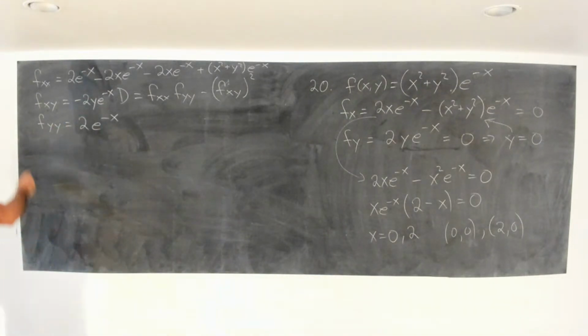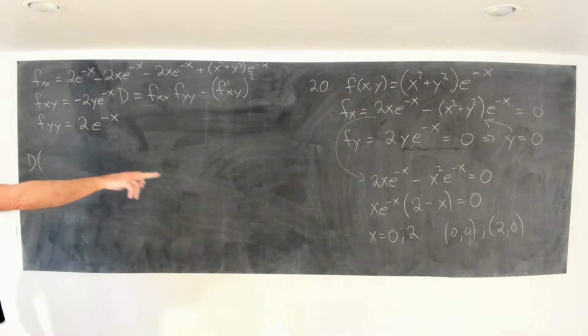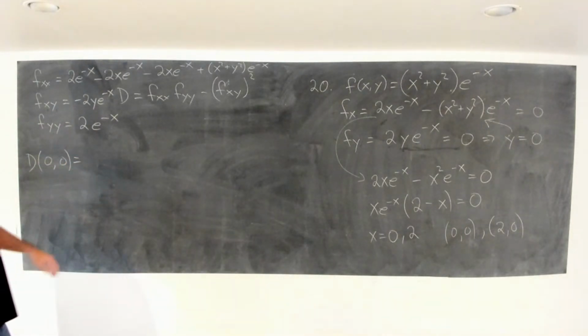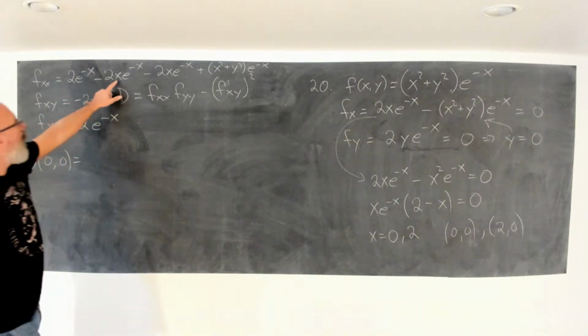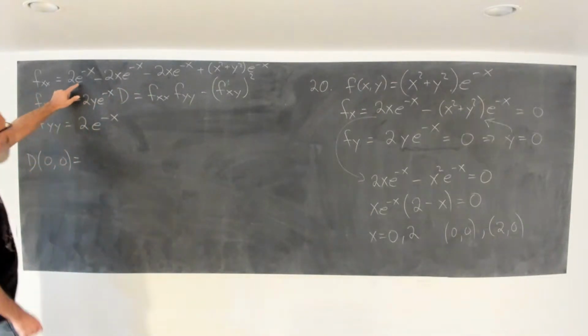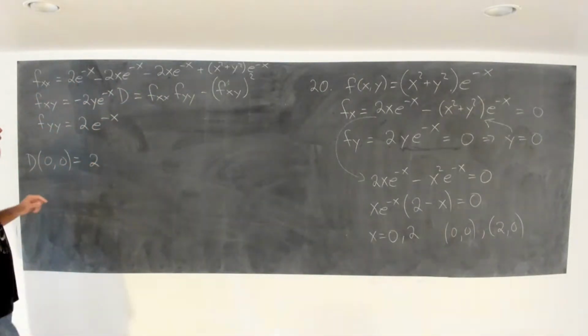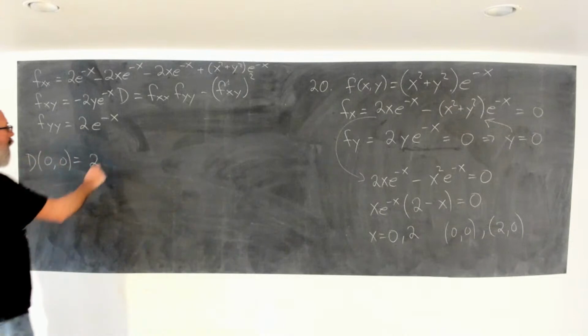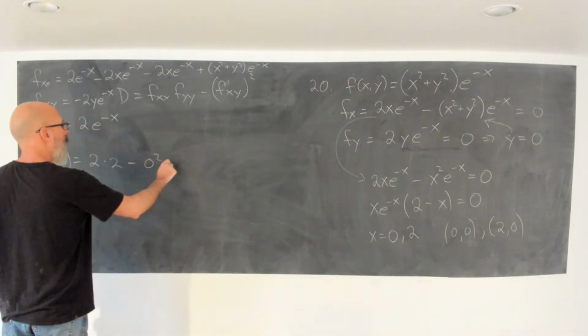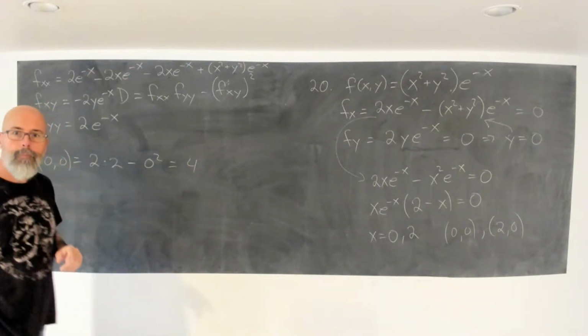So what is d at the origin, when x is 0 and y is 0? Everything is 0 here except this. So f(x)(x) is 2, fyy is also 2, and there it is.